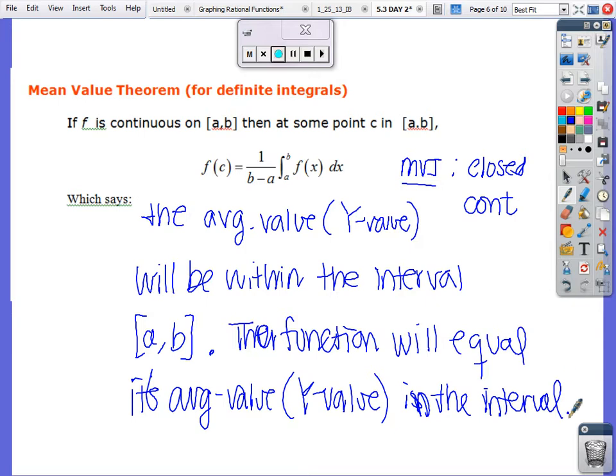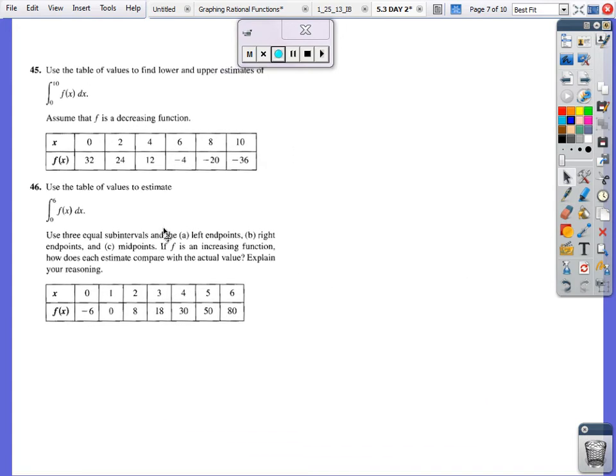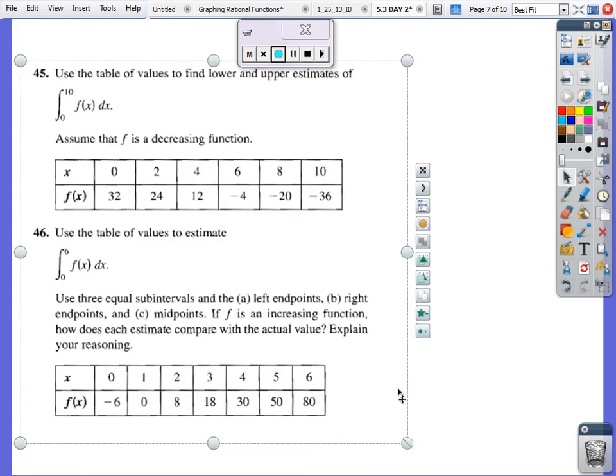Let's see. I think I gave these as just a little bit of review of upper and lower estimates. So it's really to start thinking about 5.1 again, because a lot of times we start to forget about old sections. So I use this as a way to kind of bring back 5.1.